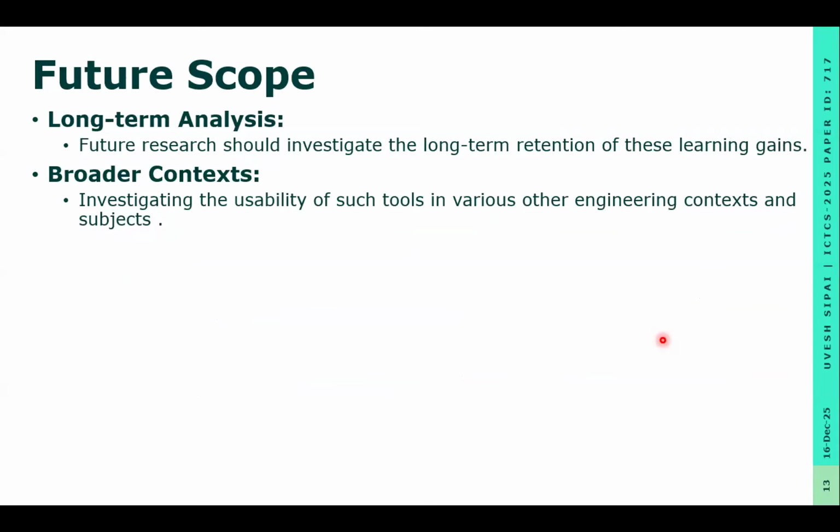The future scope is that we should investigate the long-term retention of these learning gains, because we have done this study for 6 months, but we found that the majority of the students stopped using this tool for future use. So how can students keep using this tool for a longer duration? Also, such tools can be used for other engineering concepts to increase the understanding of the students. So these are the future scope.